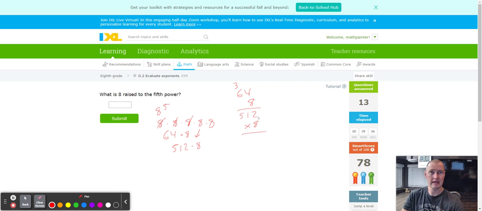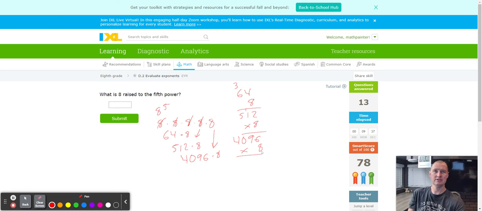So we got 8 times 2 is 16. Carry the 1. 8 times 1 is 8. Plus 1 is 9. And 5 times 8 is 40. So now I got 4,096. Carry down that last 8. And multiply that by 8.